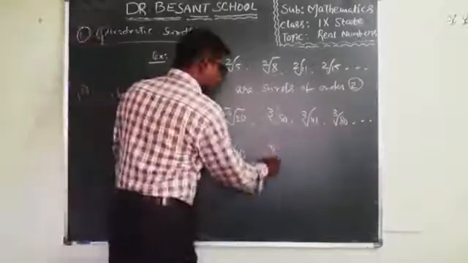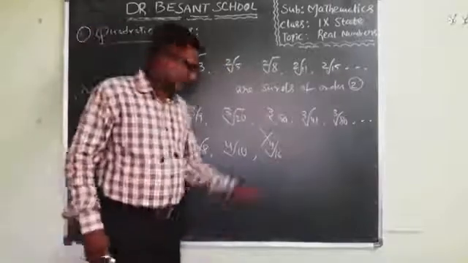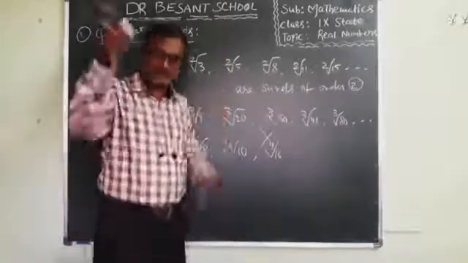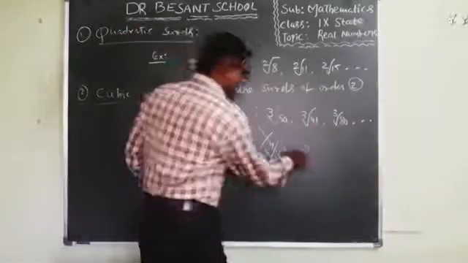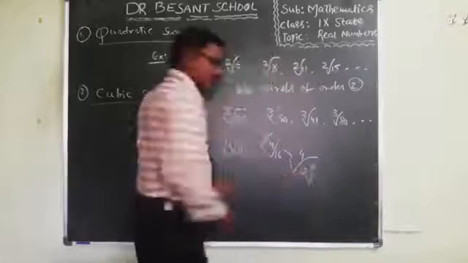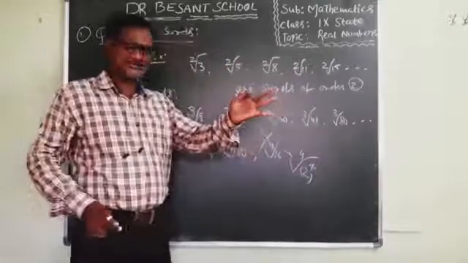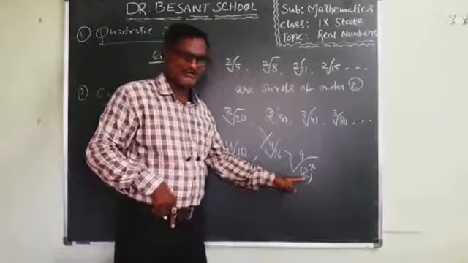Do not take fourth root 16. 16 can be written as the fourth power of some rational number. Fourth root 16 means 2 power 4. 2 2s are 4, 4 2s are 8, 8 2s are 16. 16 can be written as the fourth power of some rational number. That rational number is 2.